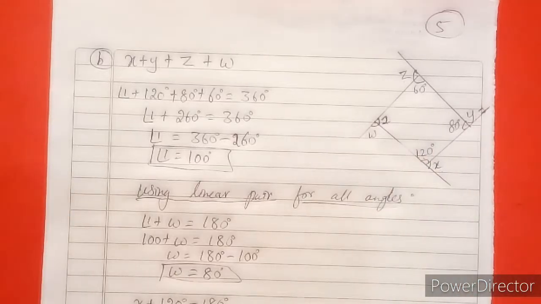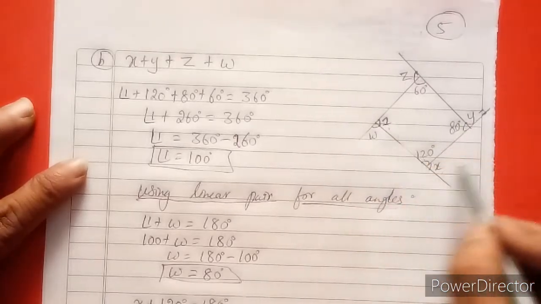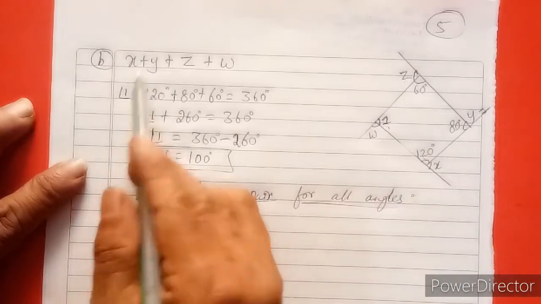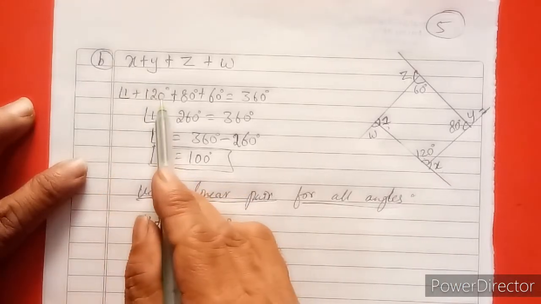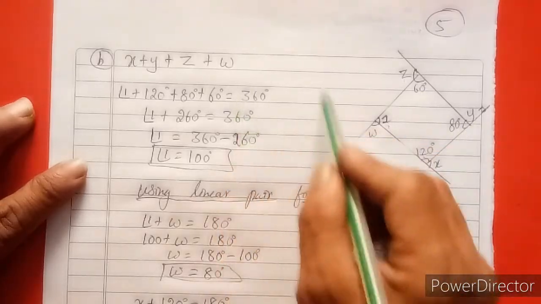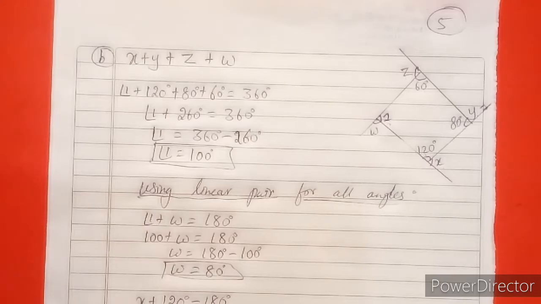Right? So first of all we have to find angle 1, because three interior angles are given and one angle is not given, so we have to find it out. So angle 1 plus 120 degrees plus 80 degrees plus 60 degrees, that is the sum of the interior angles of a quadrilateral, and the sum of interior angles of a quadrilateral is 360 degrees. Did you understand? So I have taken that.